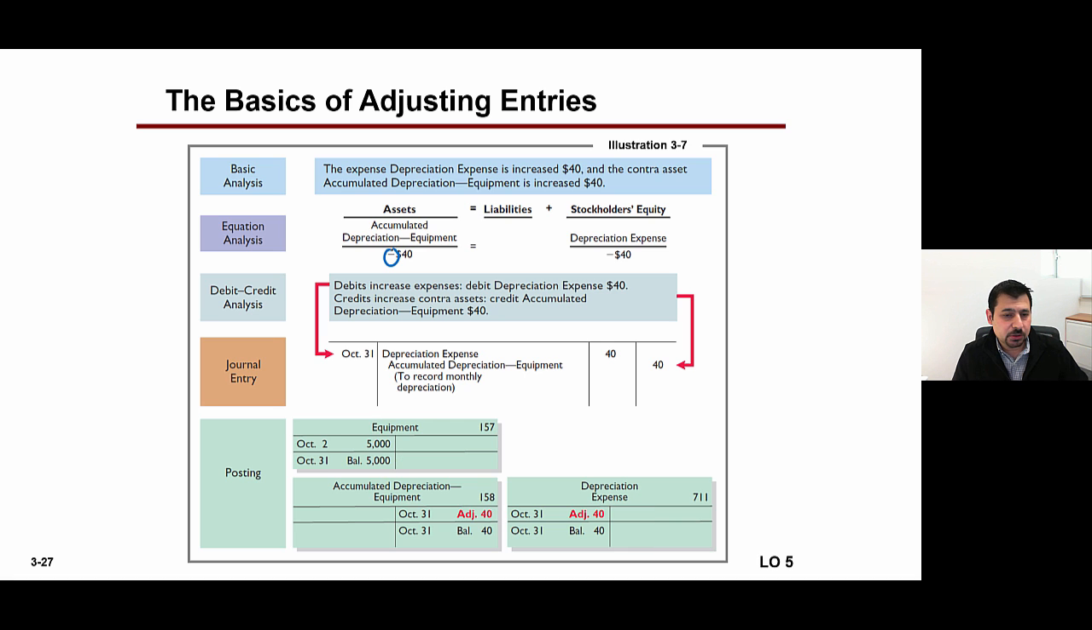Now, when we post it, like we said here, we post it immediately after the asset that it offsets. So in this case, equipment, we did not touch the equipment account, but right underneath it we have accumulated depreciation equipment. This is a new account that we used here with the adjusting entry.